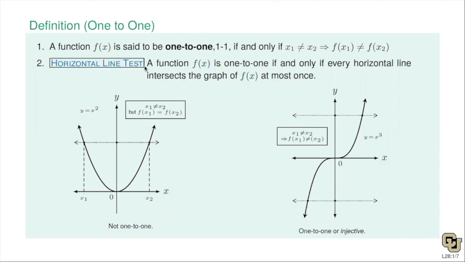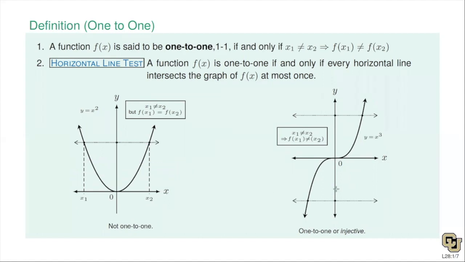a graphical test for that is called the horizontal line test. If any horizontal line drawn through the function intersects the function more than once, then the function will not be one-to-one.